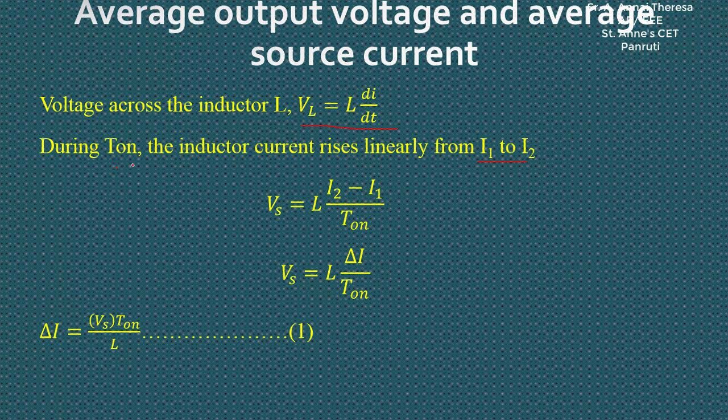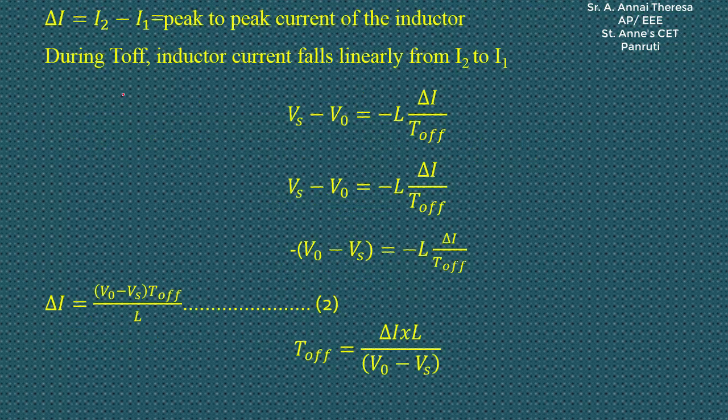T on. So instead of this I2 minus I1, we can write generally delta I. So L into delta I by T on. From this you can find the value of delta I. You can bring this term T on to the numerator and L will come to the denominator. So delta I is equal to Vs into T on by L, where delta I is the peak to peak current of the inductor.